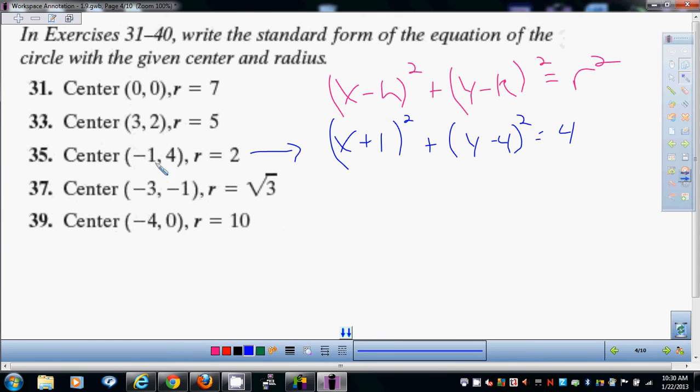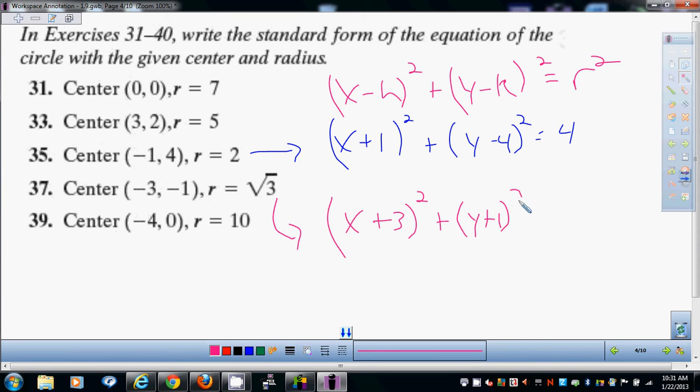Let's take a gander at 37. X plus or minus what? Plus 3, because it's already negative. Then what? Y plus 1. What's the square root of 3 squared? 3. That's it right there. That's all you have to do.